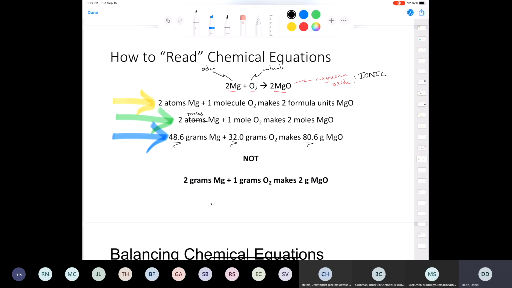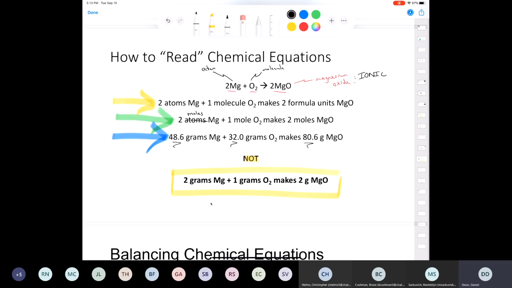80.6 grams. Now, here's a trap that students, not you guys, but other students fall into from time to time. Every chemistry textbook on the planet Earth always has some iteration of this, where it tells the students, beware of this mistake.